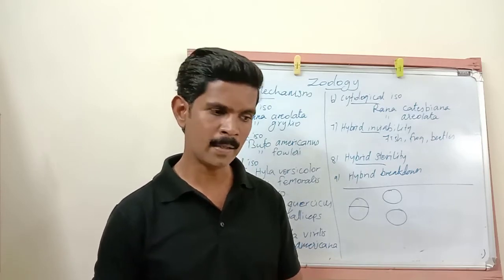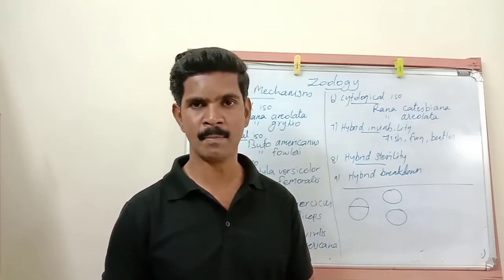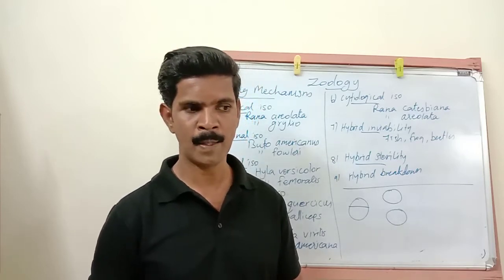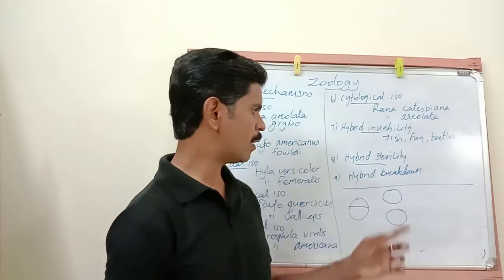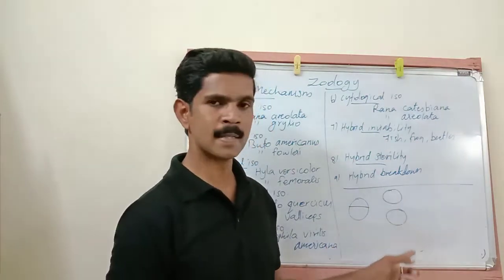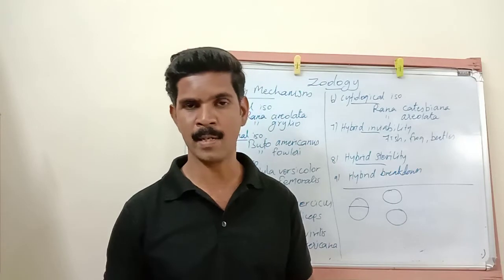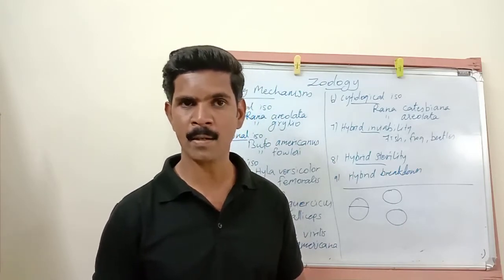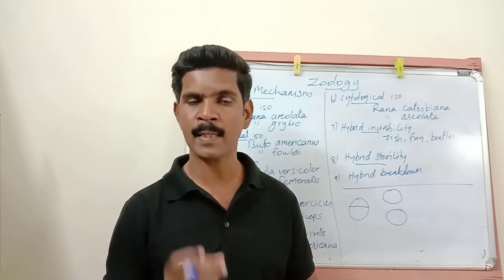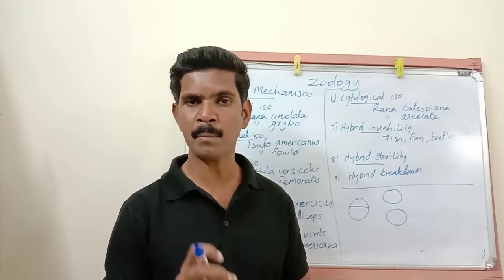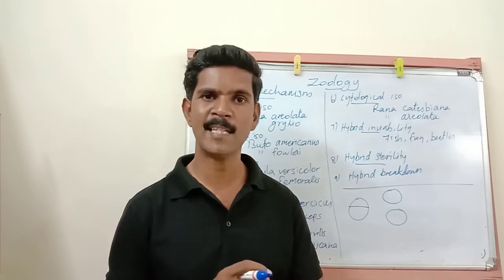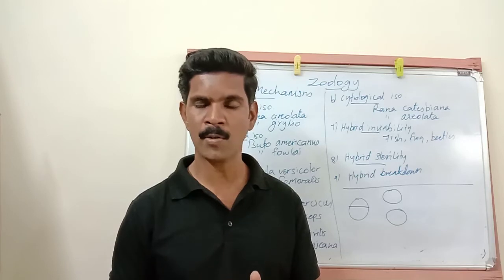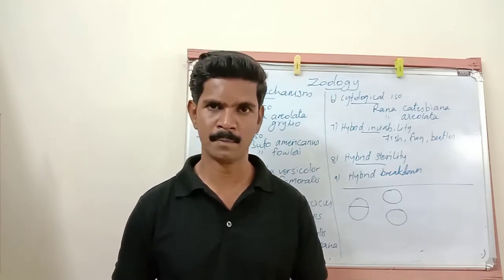Understand? And because of some barriers, in Tamil we can say tadai, the reproduction between the members of these two subpopulations is prevented. So because of some barriers, the interbreeding between the members of the two subpopulations is prevented. Understand? So it's a small introduction about this isolation mechanism.